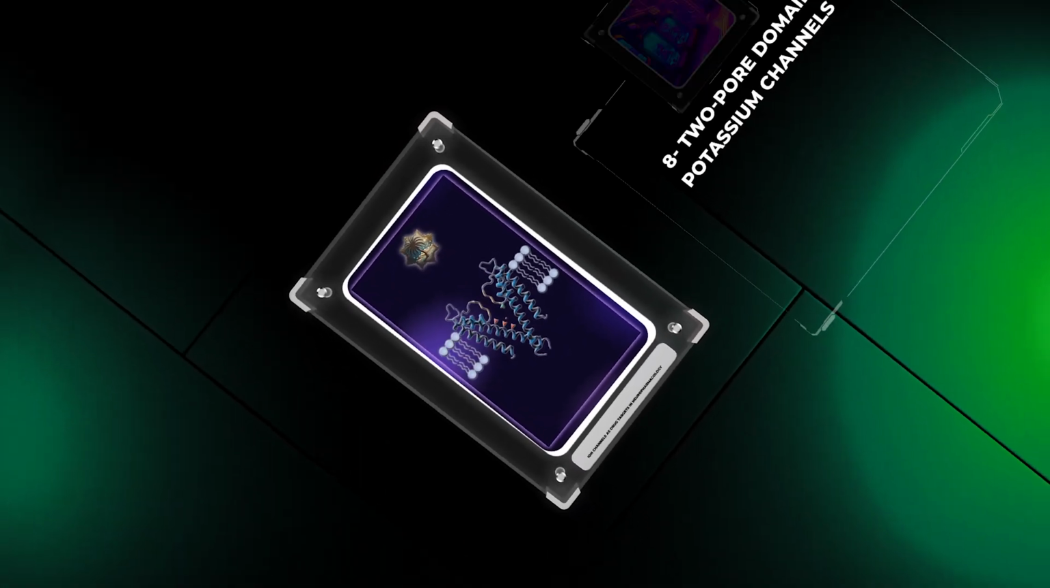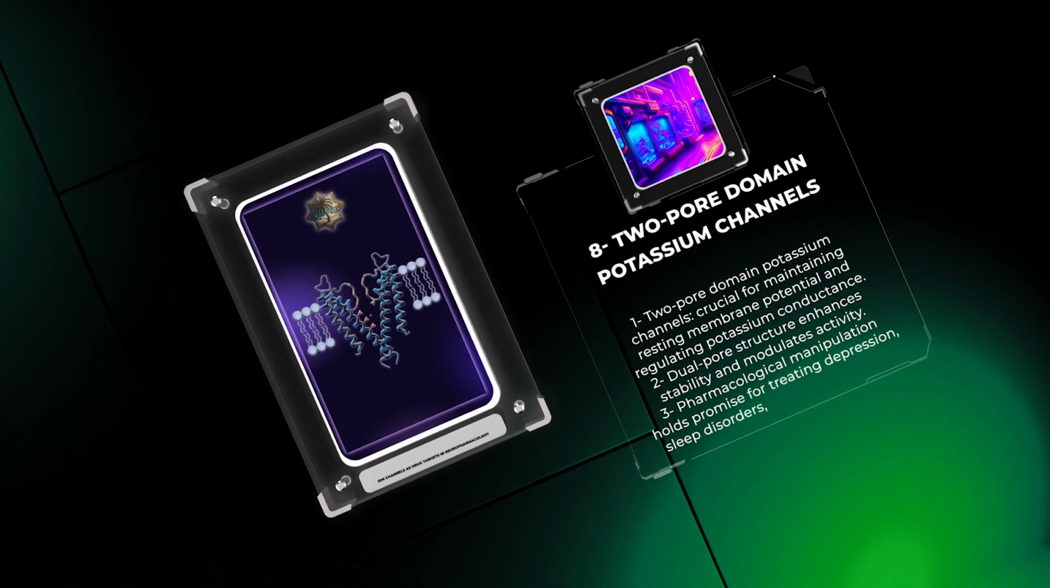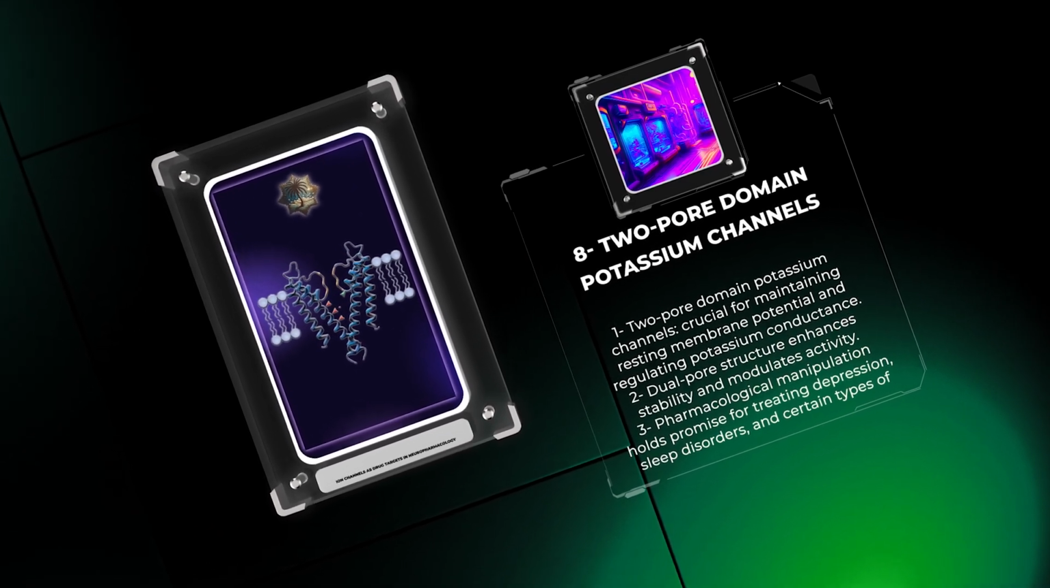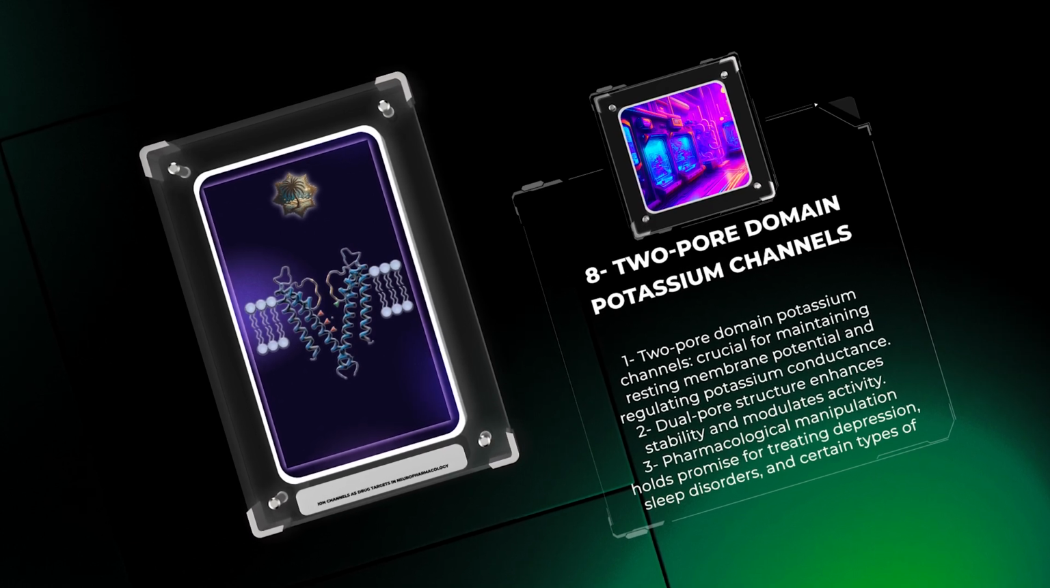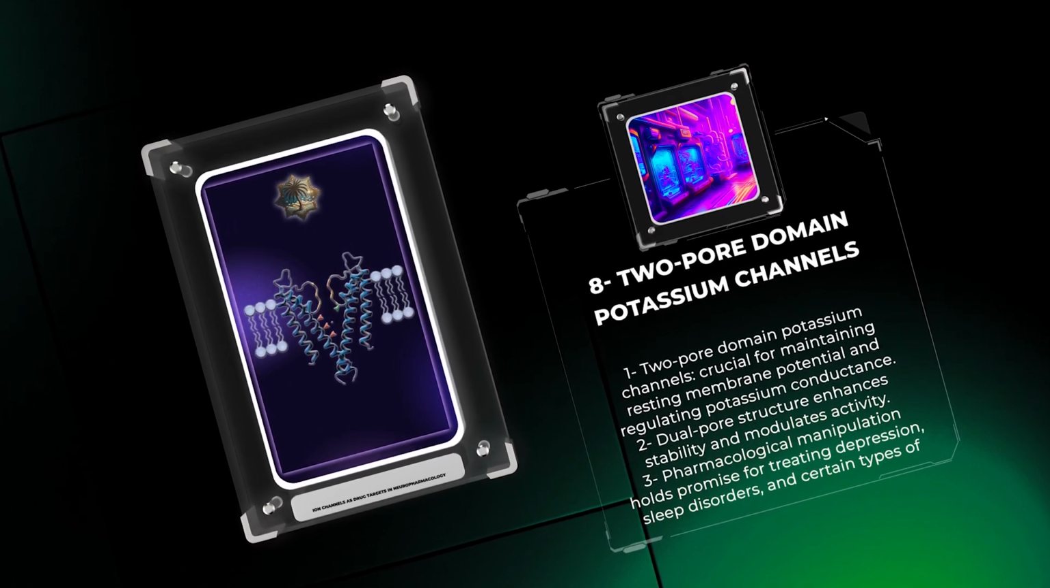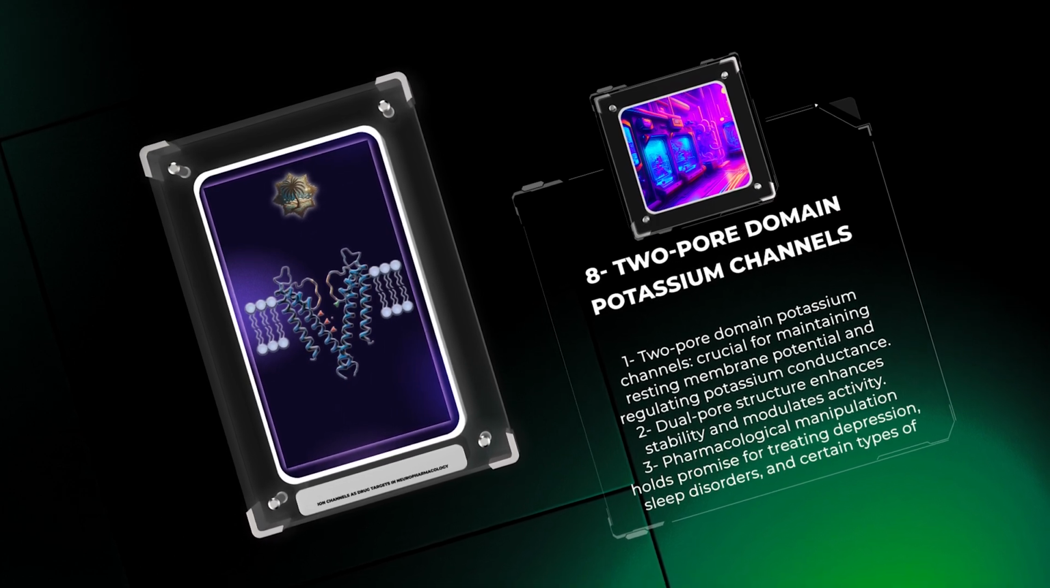In this section, we will explore the fascinating world of two-pore domain potassium channels. These channels, also called leak channels, are crucial for maintaining the resting membrane potential and regulating potassium conductance in cells. They have a dual-pore structure that enhances their stability and modulates their activity.